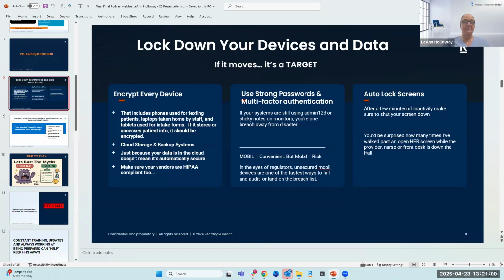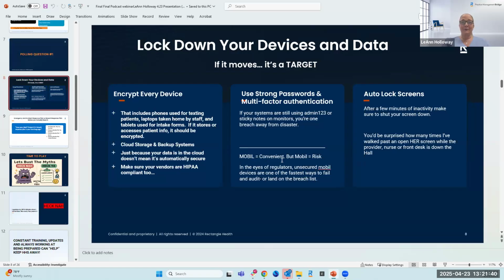Cloud storage and backup systems. Just because your data is in the cloud doesn't mean it's automatically secure. Make sure your vendors are HIPAA compliant too. We're going to go over that in the business associate agreements in a little bit. Use strong passwords and multi-factor authentication. Trust me, it's a pain, I know. We get it all the time in this company, where every 2 or 3 months we're always having to change a password, and you're like, oh my gosh, I can't remember them all. But it's very important, especially nowadays.